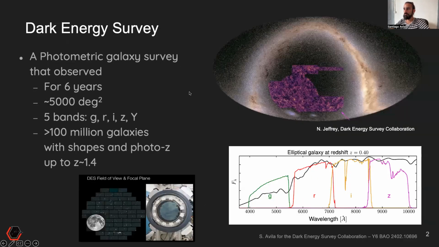So the Dark Energy Survey is a photometric galaxy survey that observed for 6 years over 5,000 square degrees in 5 bands, g, r, i, z, and Y, detecting hundreds of millions of galaxies with shapes and estimates of the redshift based on these bands. This is up to redshift 1.4. And this is the area observed in the southern hemisphere.